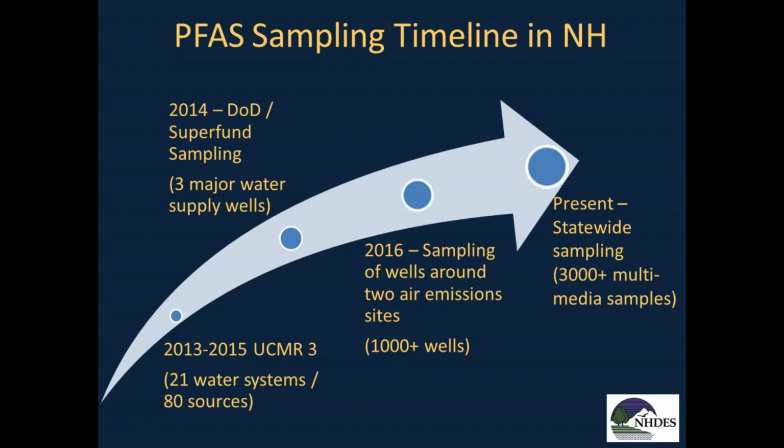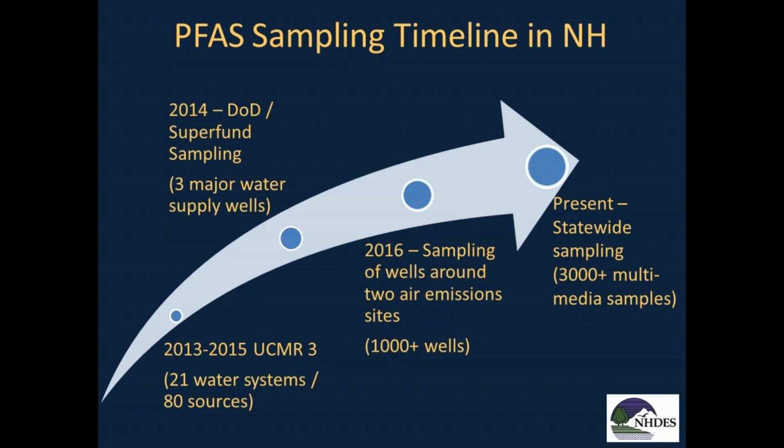In 2016, we became aware of the potential for air emissions causing groundwater and surface water contamination at a couple of facilities in New Hampshire that manufactured coated textiles, and we became aware of that because of sites in New York and Vermont that had similar activities. And from 2016 on, we've been broadly sampling for PFAS in the state.